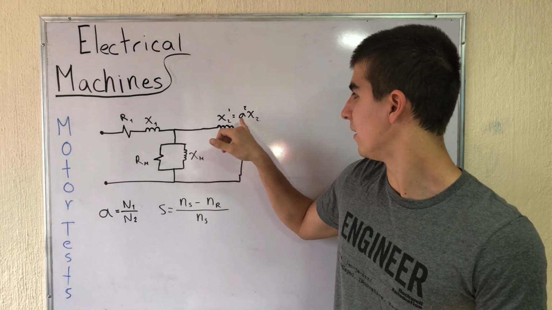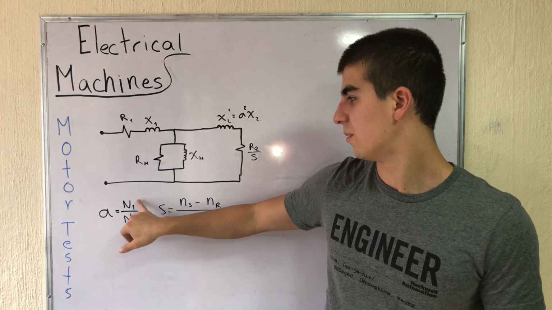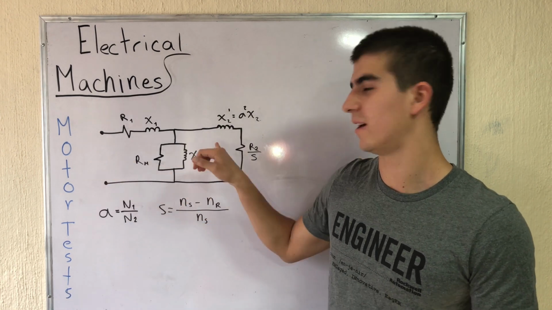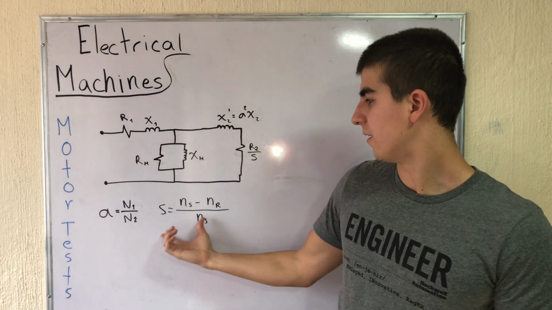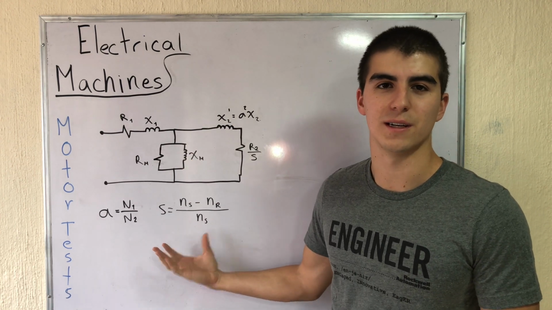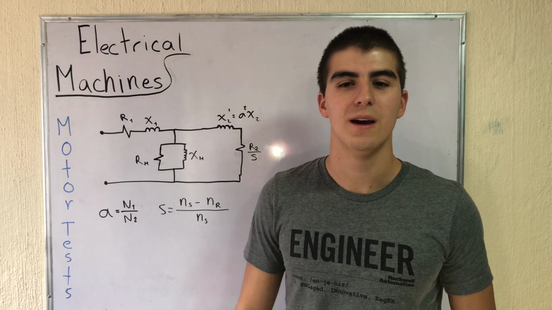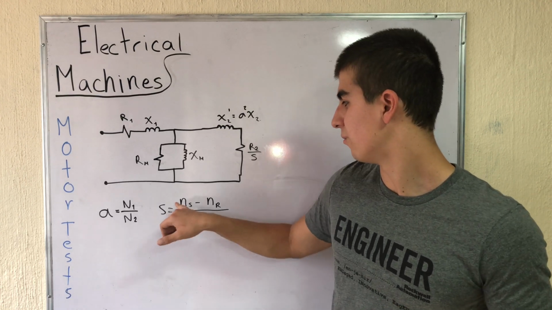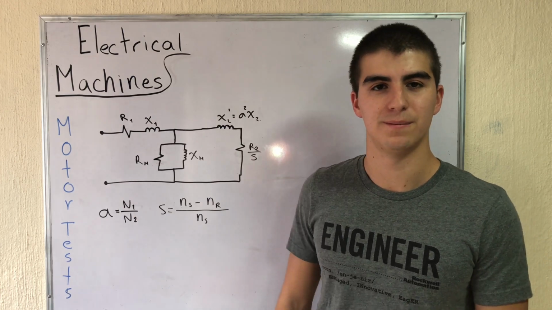Another important characteristic to keep in mind is that the parameters at the rotor are referred to the stator by the constant A, which is the number of turns the winding has at the stator and at the rotor. And another important concept is the slip, which is the difference between the speed that the rotor has in comparison with the speed at the stator.